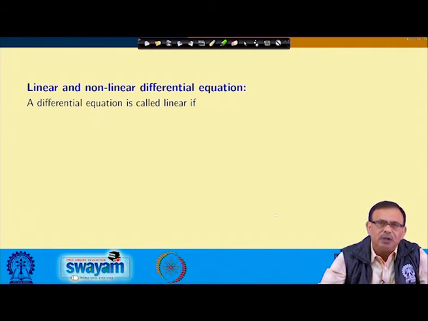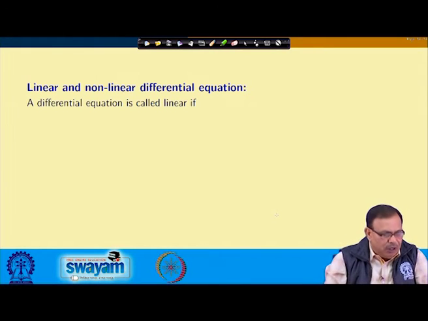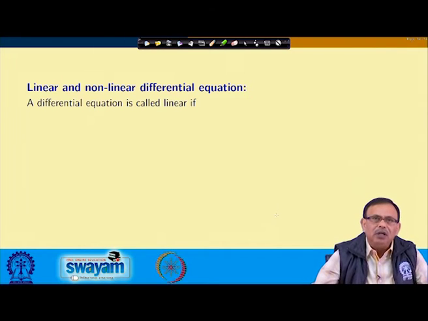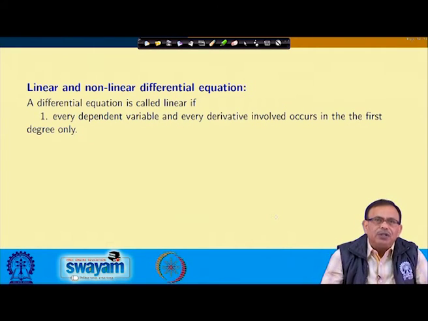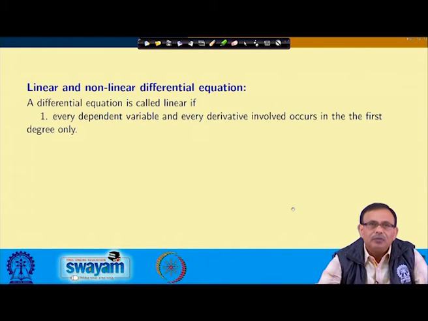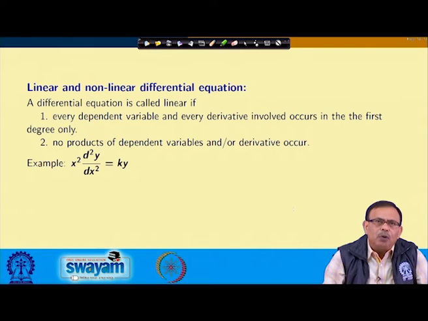When will we call a differential equation a linear differential equation, and when a nonlinear differential equation? A differential equation is called linear if, number 1, every dependent variable and every derivative involved occurs in the first degree only. Please note this one. Number 2, no products of dependent variables and/or derivatives occur.